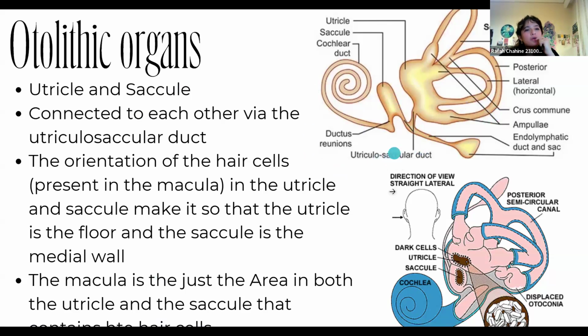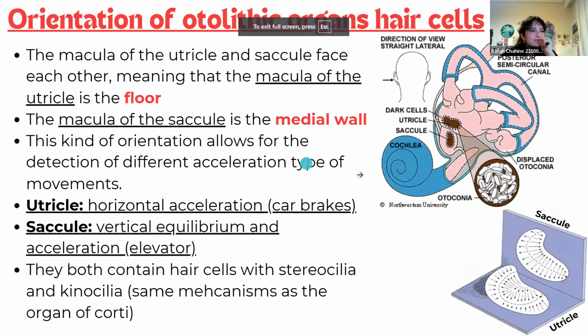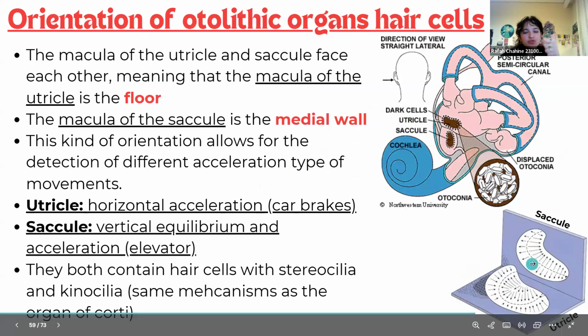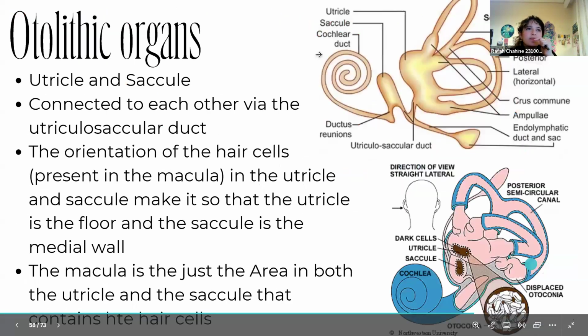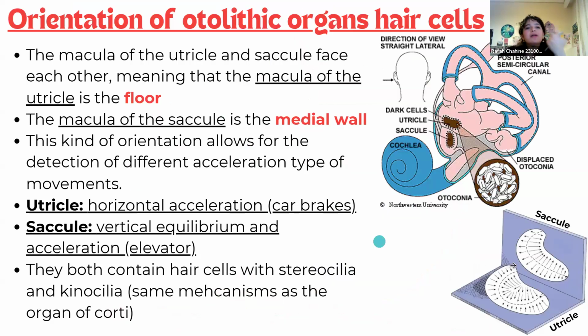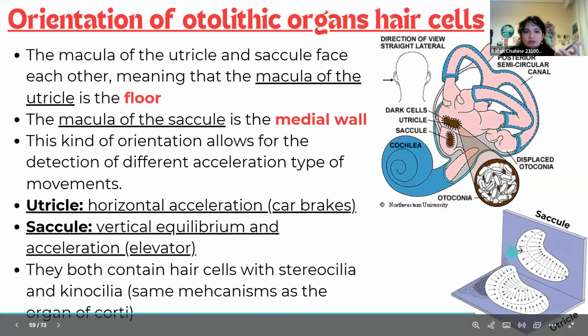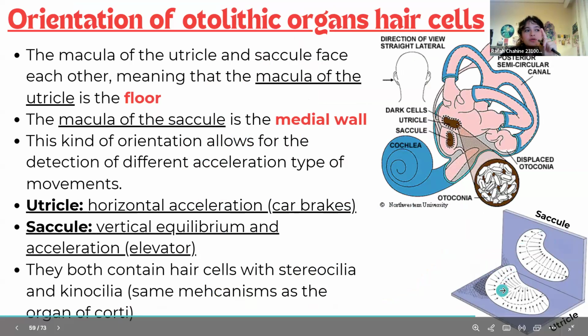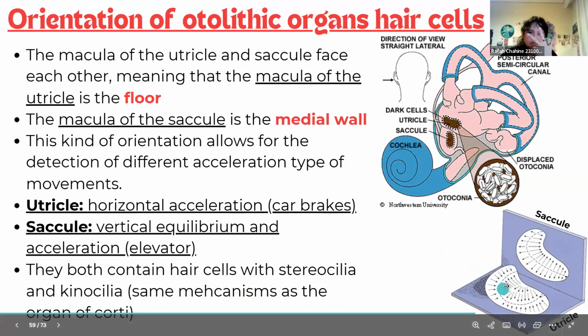What we need to know is specifically the orientation of the macula of the utricle and the saccule. Because remember how I said we have the cupula and the macula. Cupula are only in the semicircular canals, and macula are in the utricle and the saccule. Macula and cupula are basically collections of hair cells. Now, to understand the orientation of the collection of these hair cells in the saccule and the utricle, it is important to understand their functions.